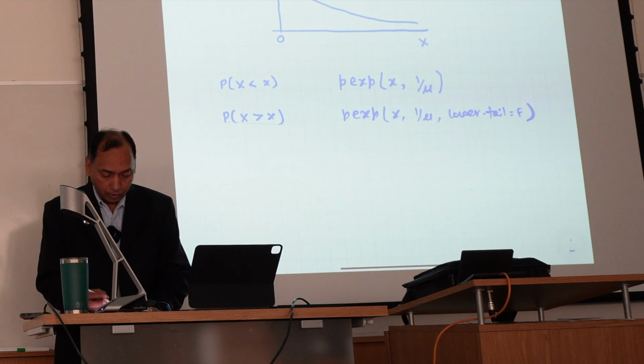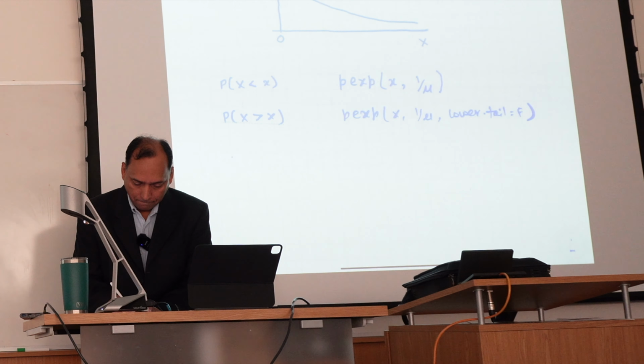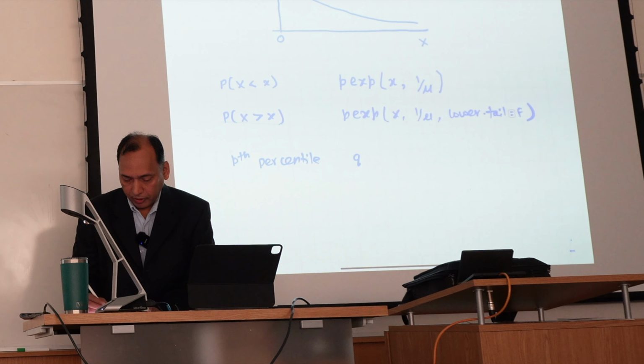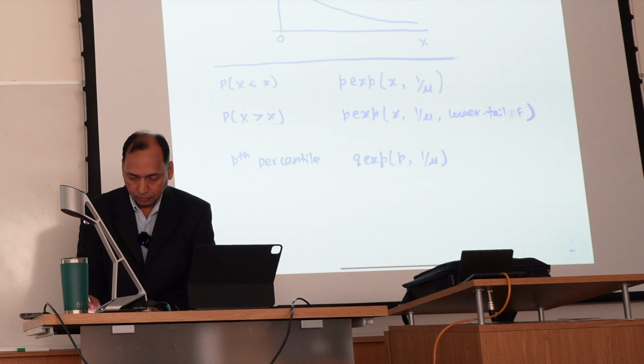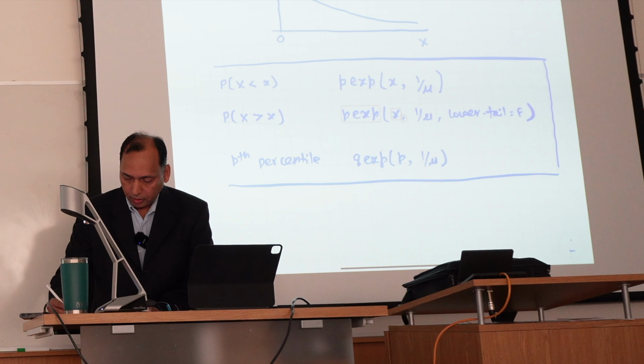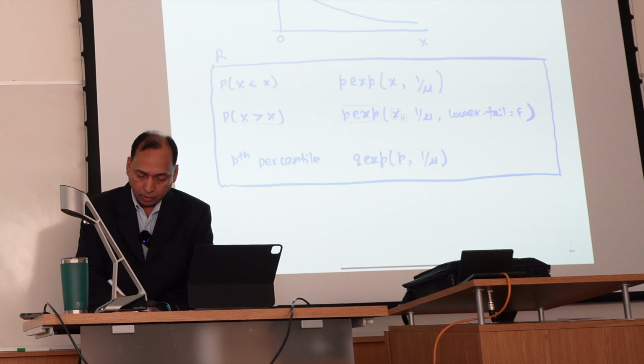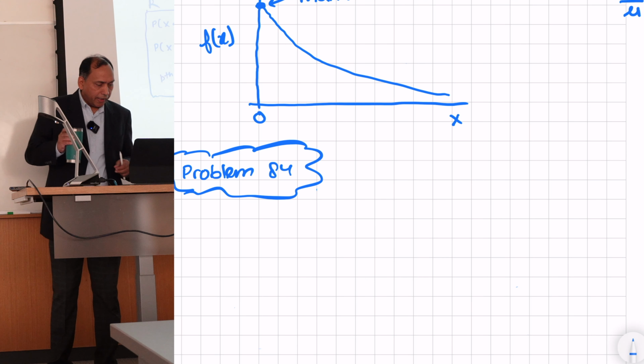And then for the pth percentile, quantile exp, and you put this p value and 1 over mu. So those are your R functions all at one place for easy reference. Number 84.